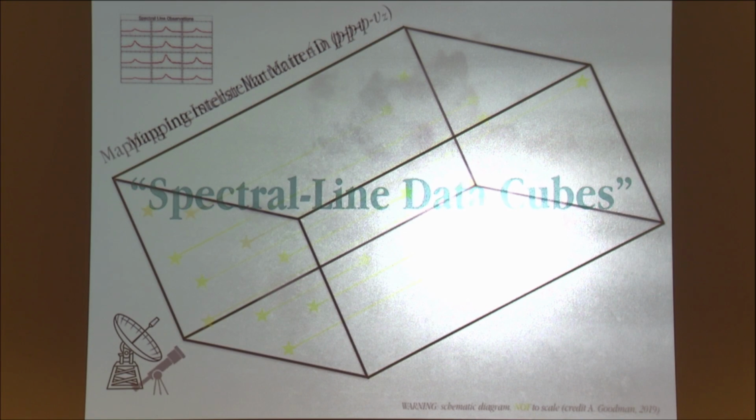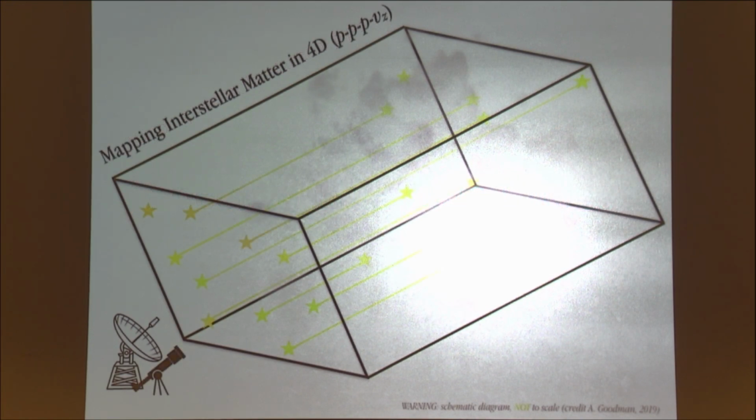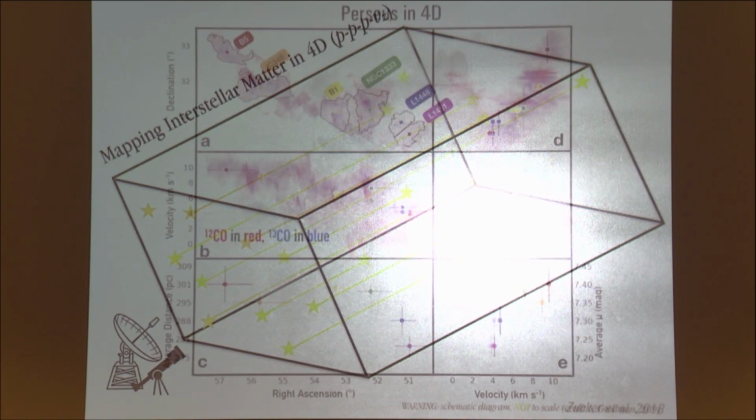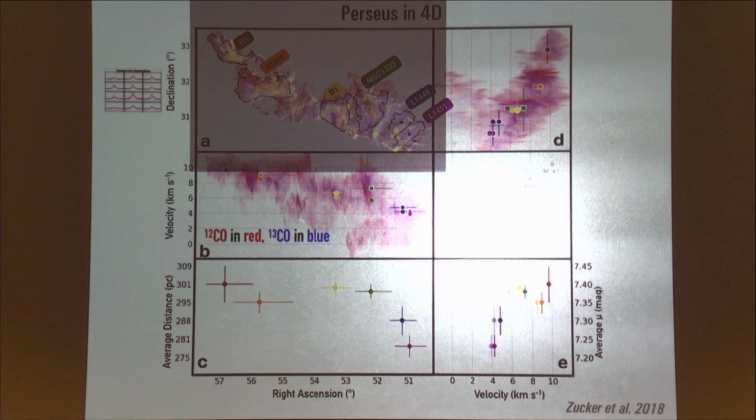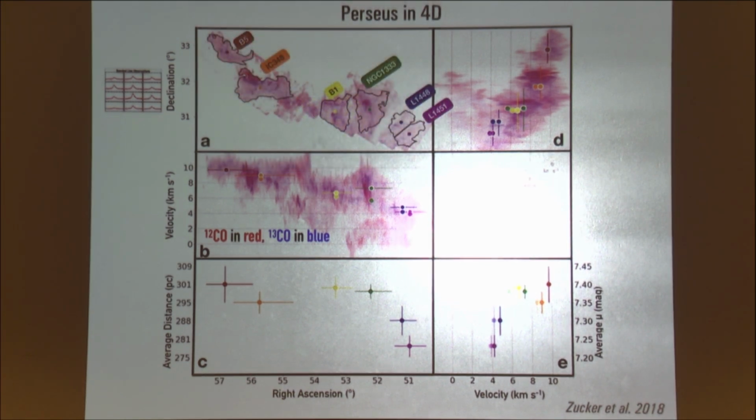What if you could combine the spectral line cubes with the dust distances? And the short answer to that is it works very well. And there's been this one experiment using that Perseus molecular cloud that I mentioned at the beginning. And what Catherine Zucker again did was to find the distances to each one of these sort of blobs in that cloud using the 3D dust, and then also have the gas.